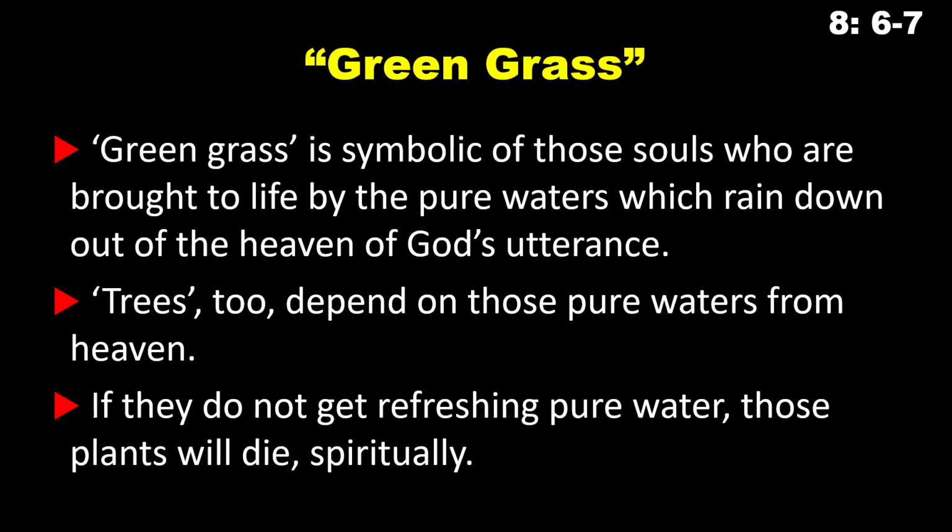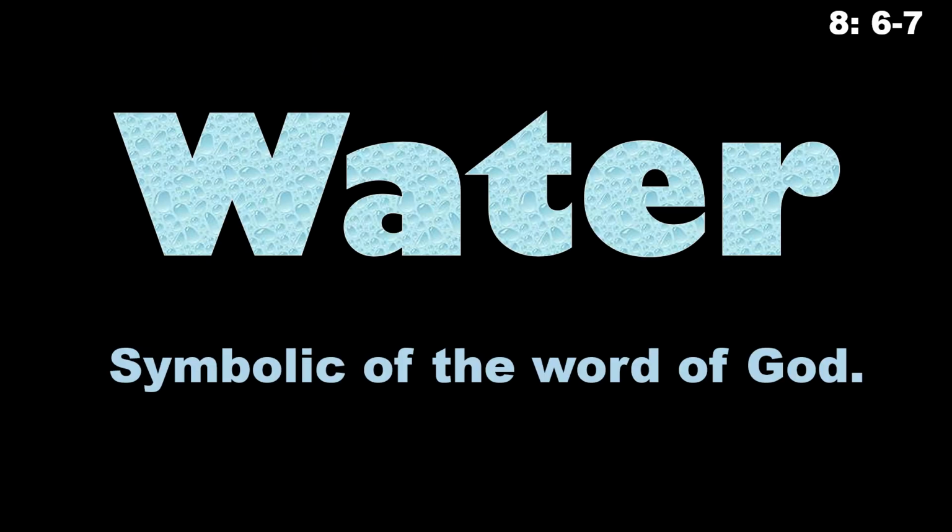Green grass is symbolic of those souls who are brought to life by the pure waters which rain down out of the heaven of God's utterance. Trees, too, depend on those pure waters from heaven. If they do not get refreshing pure water, those plants will die spiritually. Water is symbolic of the Word of God.